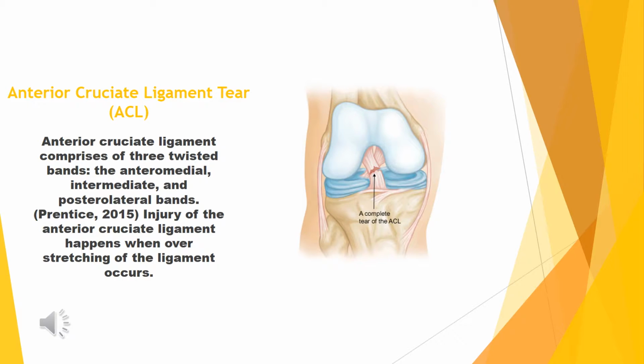Another common injury that happens among softball players is an anterior cruciate ligament tear, also known as an ACL tear. The anterior cruciate ligament is comprised of three twisted bands: the anteromedial, the intermediate, and the posterolateral bands. An anterior cruciate ligament tear is when these ligaments are overstretched and become torn.